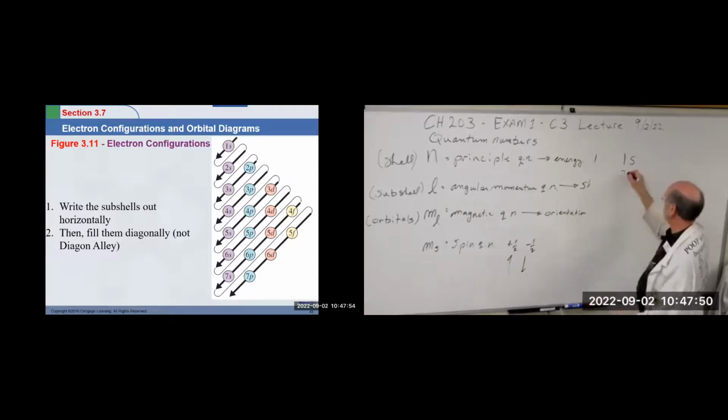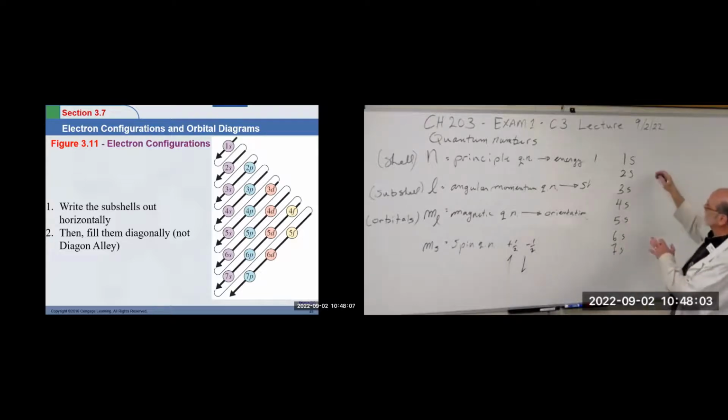All right, 1s, 2s, 3s, 4s. Let me see how far it goes. Down to 7. 5, 6, 7. S, S, S. Then we put the P's. We can't put a P up here because 1 can't have a P.